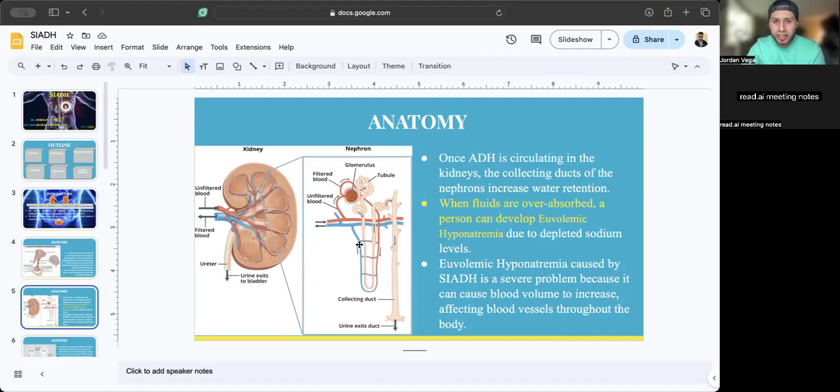This is the nephron, and these are the collecting ducts of the nephron. When the fluids are overabsorbed, a person can become what's called euvolemic hyponatremic, which is where the sodium levels become depleted beyond homeostatic levels. So euvolemic hyponatremia is caused by SIADH. It's a direct cause. And it's a severe problem because it can cause blood volume to increase, which can directly affect the blood vessels throughout the entire body.